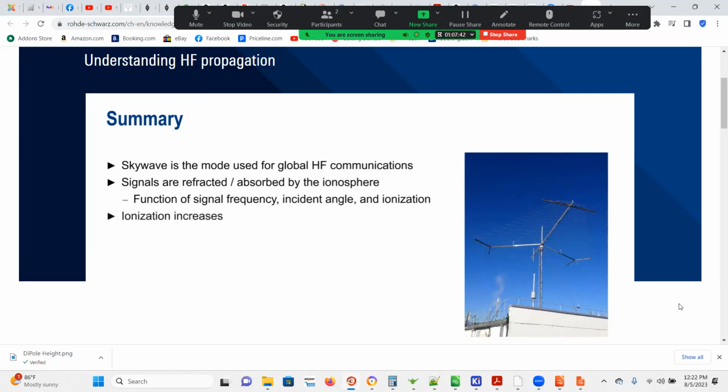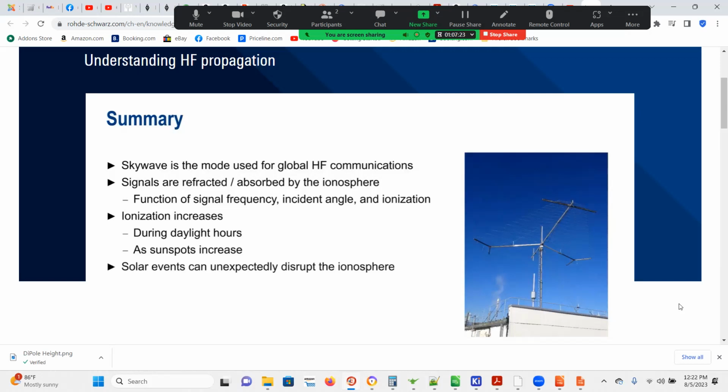Generally speaking, this ionization increases during daylight hours while the sun is illuminating that side of the Earth. On a longer time scale, ionization also increases as the number of sunspots increases, the number of sunspots following a roughly 11-year solar cycle. Aside from these semi-regular effects, certain types of solar events can unexpectedly or unpredictably disrupt the ionosphere and hence HF propagation.